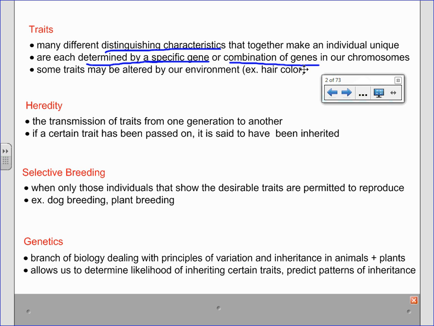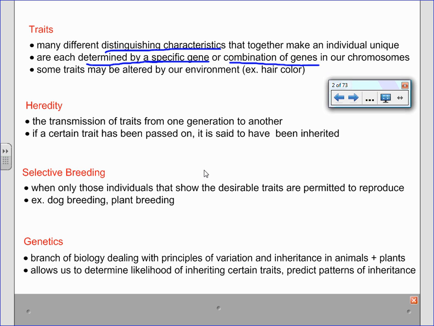So for instance, you might be born with a certain hair color, but when you go out in the sun, then the sun will lighten the hair. Or if you go to the hairdresser, then you might change your hair color. So our environment can also affect these traits. The next one is heredity. Heredity is basically the transmission of traits from one generation to another. If a trait has been passed on, it's said to be inherited.